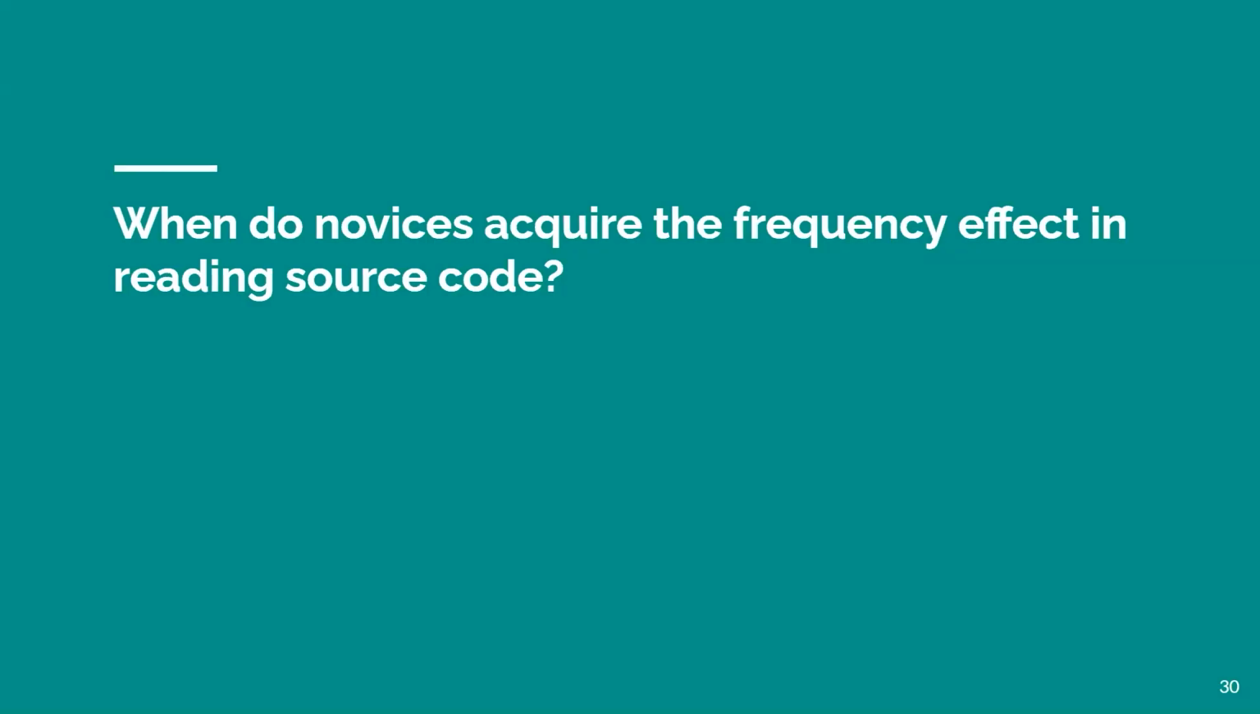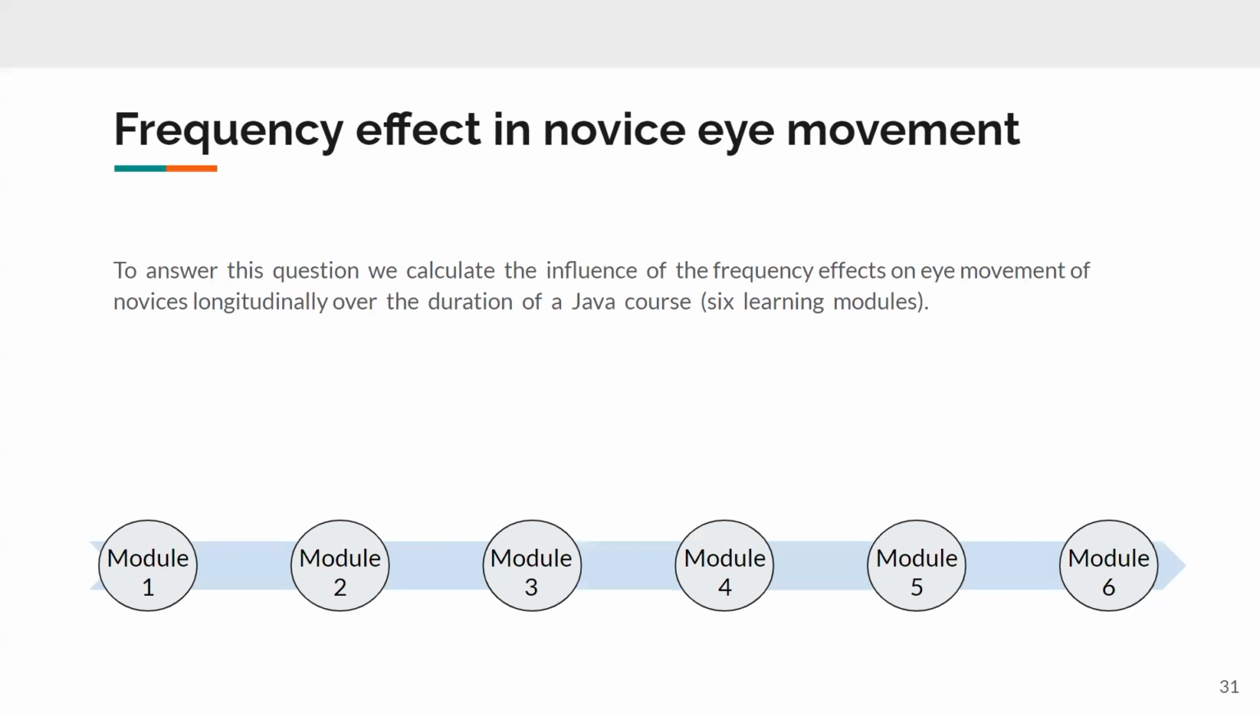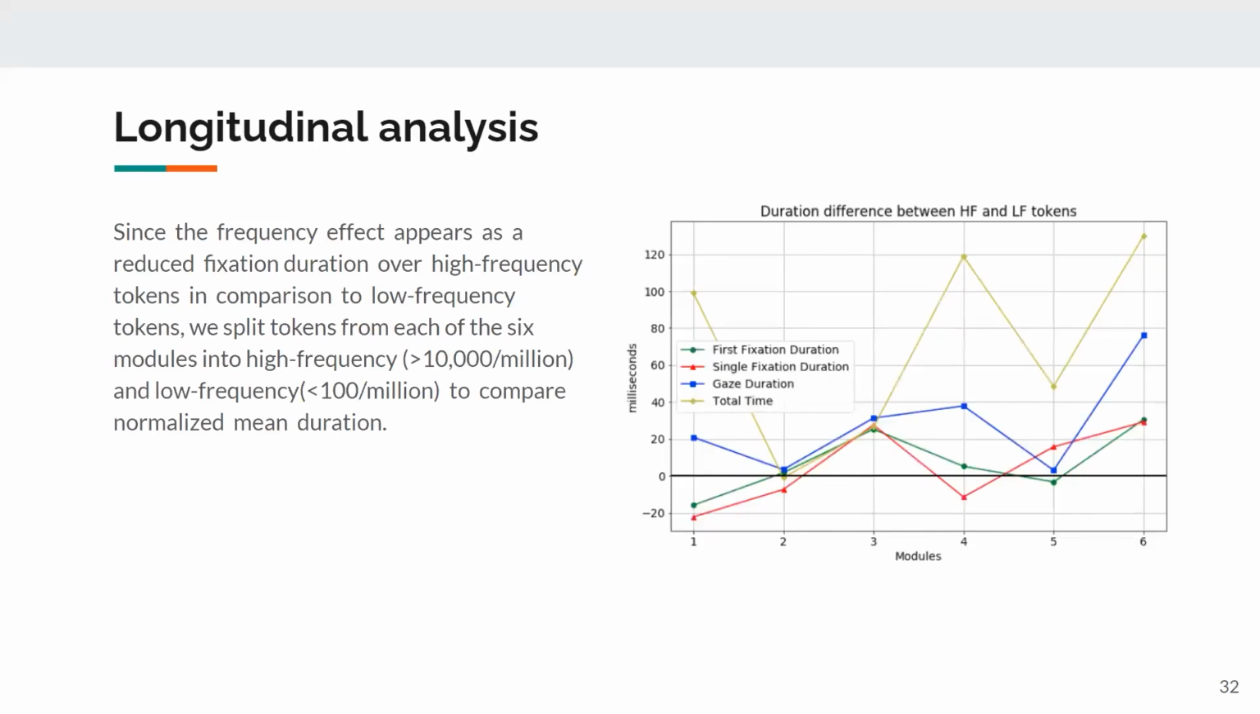Now that we have some evidence of the frequency effect in reading source code, we can ask, when do novices acquire the frequency effect? To answer this question, we calculate the influence of the frequency effect on eye movement of novices longitudinally over the duration of a Java course consisting of 6 learning modules. Plotting the difference between high frequency and low frequency tokens in the 6 modules shows a positive trend between Module 1 and Module 6, suggesting an increase in the frequency effect over time.